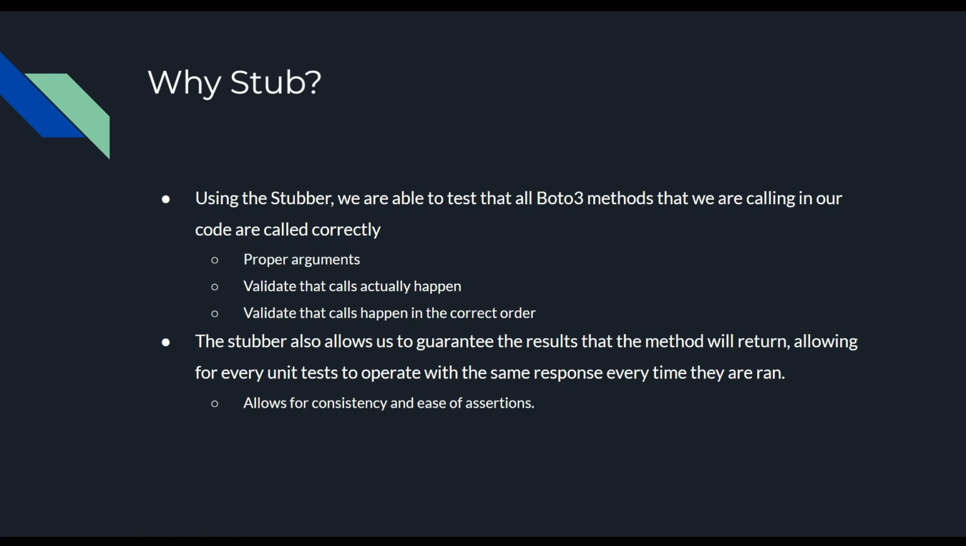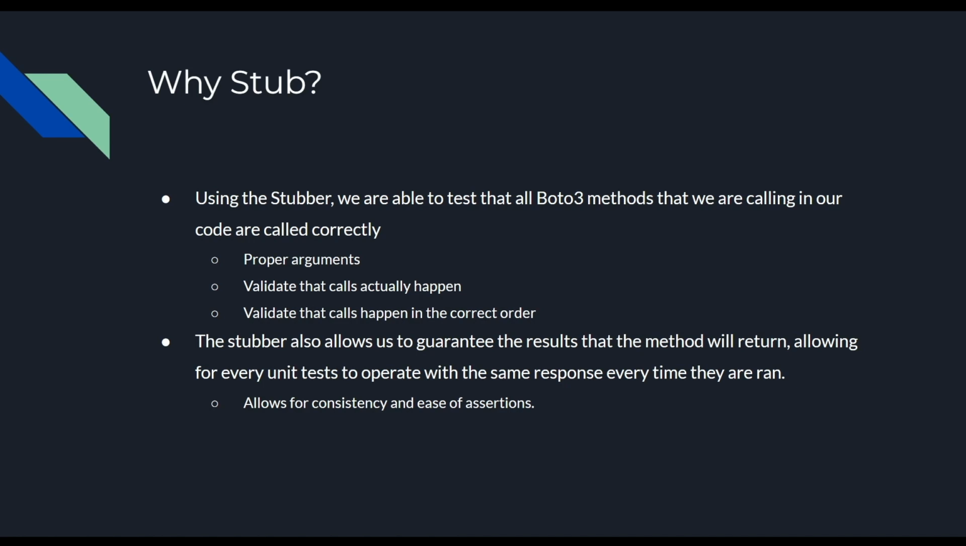Additionally, we can also validate that we're getting the expected exceptions raised when things are supposed to go wrong and be caught. The stubber also allows us to guarantee the result that every method will return, allowing for every single unit test to operate with the same response every time they are run. This allows for consistency of runs and ease of your assertions. You no longer have to worry about what happened to the Dynamo table when running a unit test if you're always going to get the same thing.